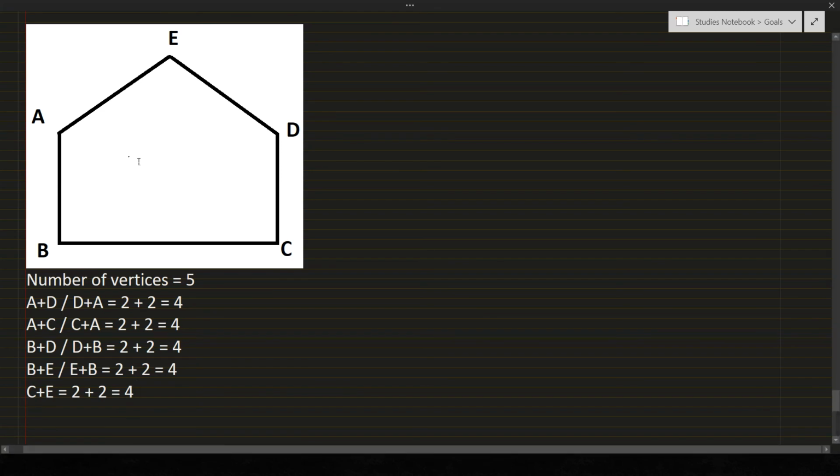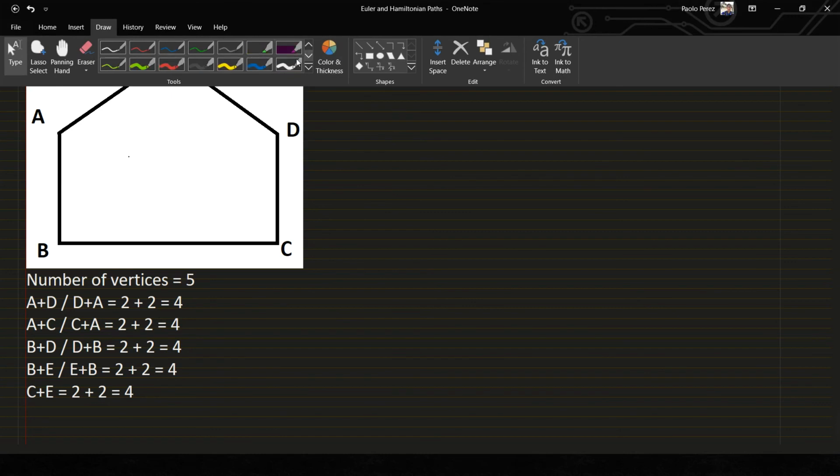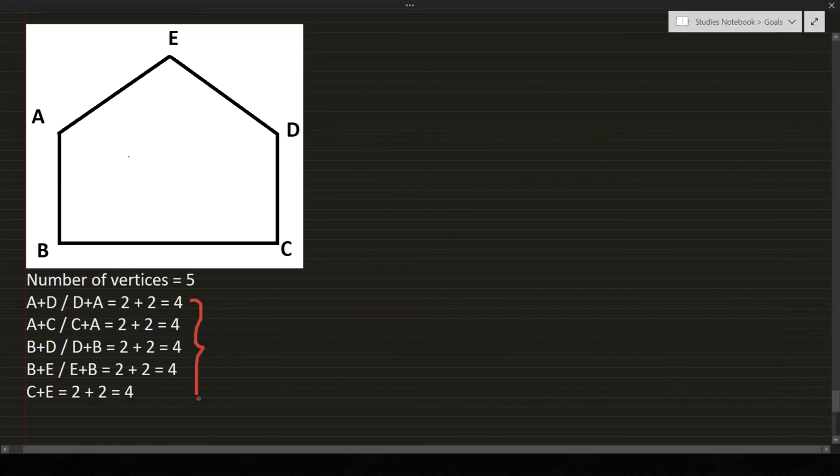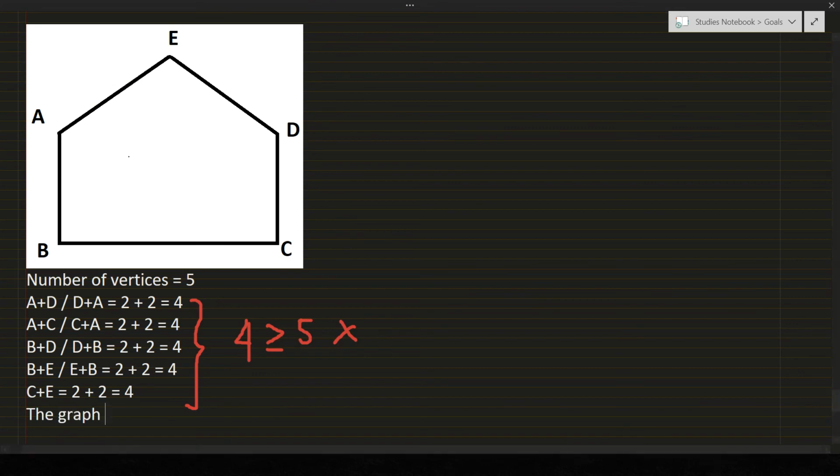So now we have to check the condition by using Ore's theorem. All of them have a sum of 4. So is 4 greater than or equal to 5? No. So the graph cannot be solved by Ore's theorem.